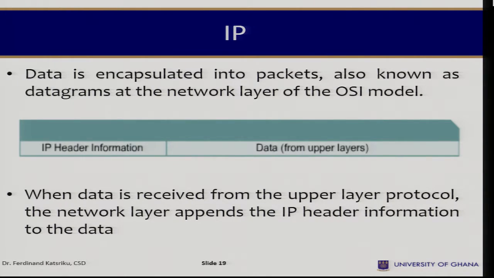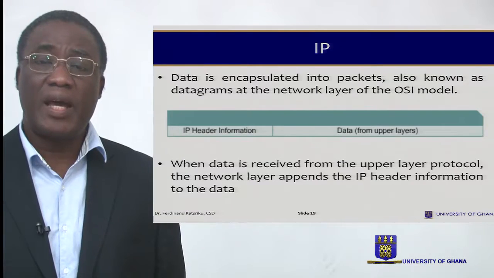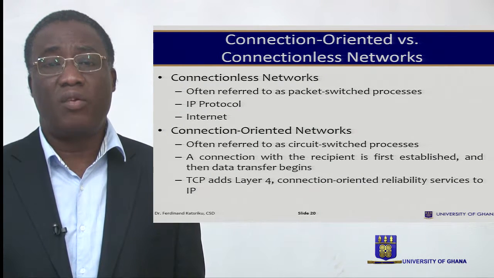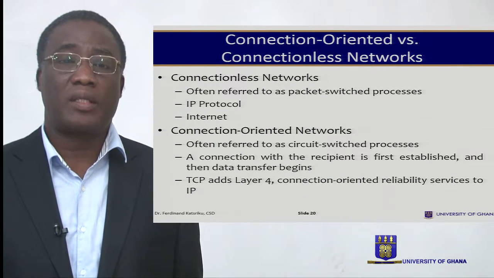Data here is encapsulated into packets, also known as datagrams, at the network layer of the OSI model. When the data is received from the upper layer protocol, the network layer appends the IP header information to that data. Let's look at connection-oriented versus connectionless networks.